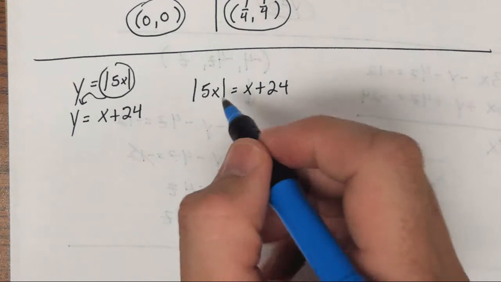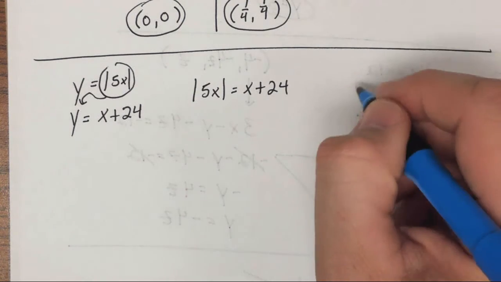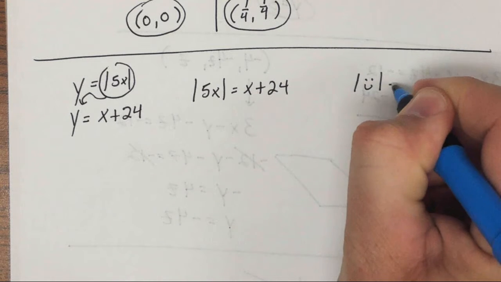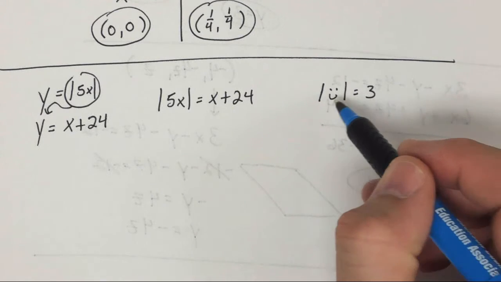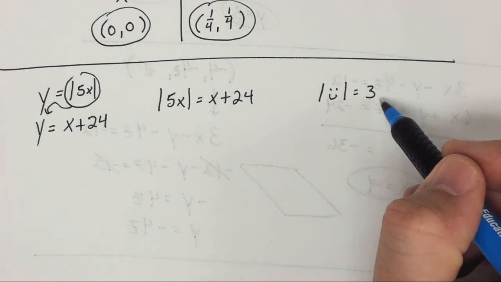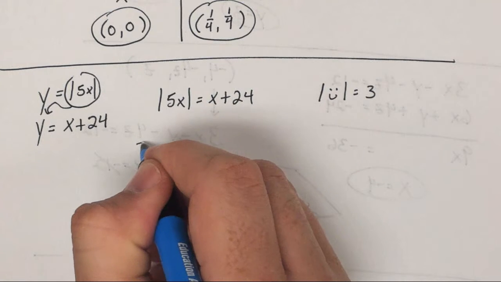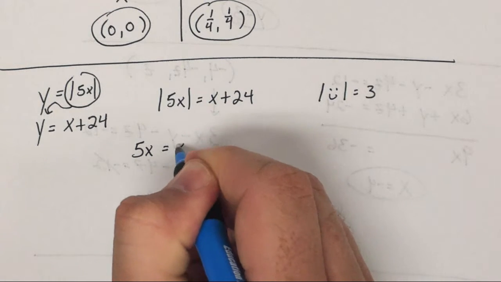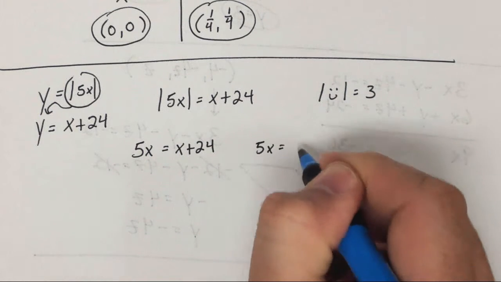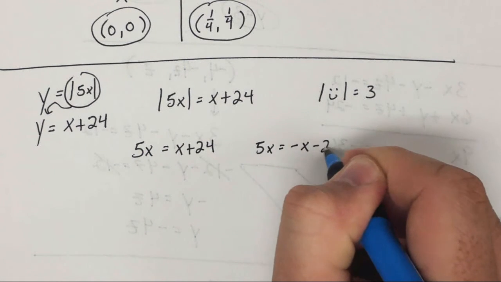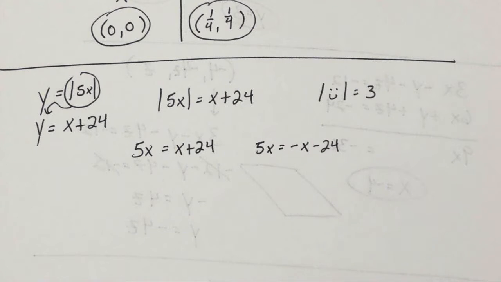Here's how you solve these. If the absolute value of smiley face was equal to 3, we knew that smiley face could be two different things. The absolute value of 3 is 3, and the absolute value of negative 3 was 3. And that's how we solve these. We took that 5x and we set it equal to x plus 24. And we took 5x and we set it equal to the negative of that. And when you do the negative of a binomial, make sure you do the negative of both.